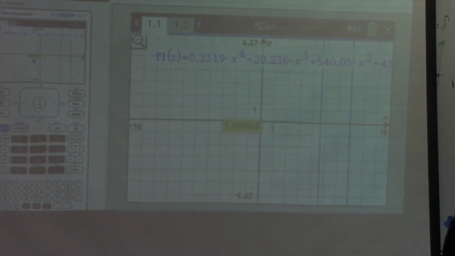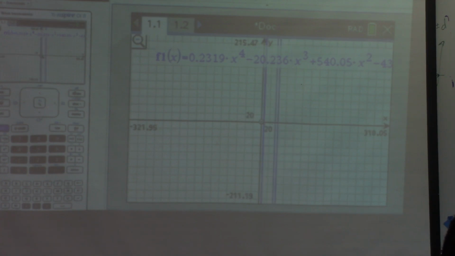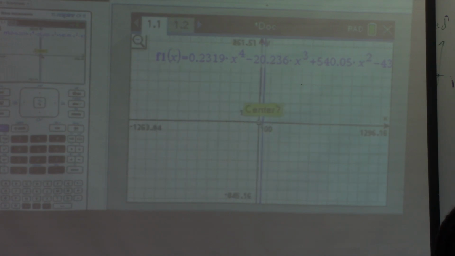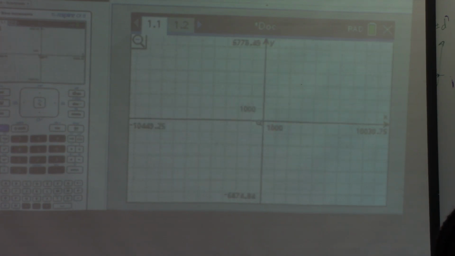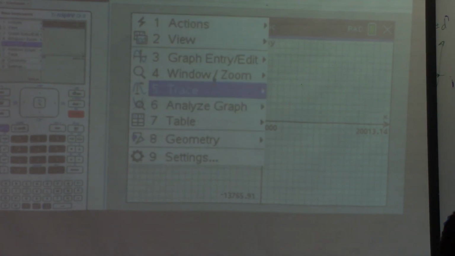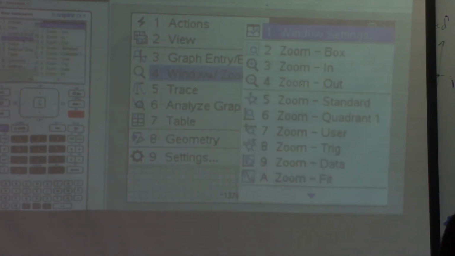I want you to see something. If I just zoom out, what's the issue with zooming out like this? Is it just moving out in the y direction? Look, it's also moving in the x direction. Do I need to move out in the x direction? Can't even see anything, can I? Let's go back to menu. Let's go to Window/Zoom. Instead of zooming out, what could I go to?